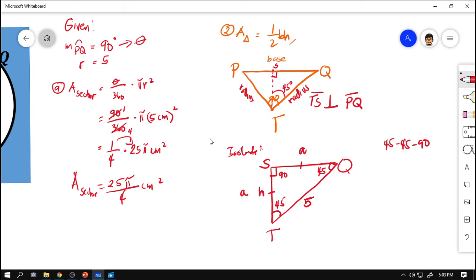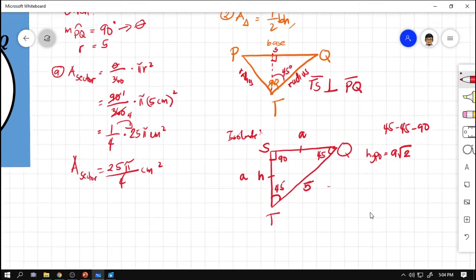Okay? Now, the measurement of the hypotenuse is A, the hypotenuse is equal to A square root of 2. So, yun yung sukat ng hypotenuse. Kung 45, 90 yan, both sides are equal, then the hypotenuse is equal to A square root of 2. Okay? Eh, ang hypotenuse natin 5. So, mag-start tayo sa hypotenuse natin.